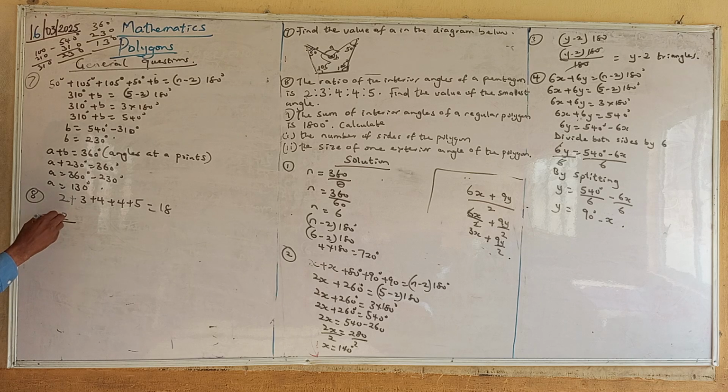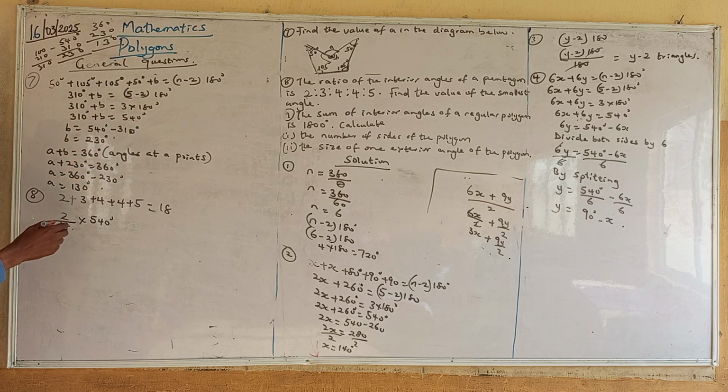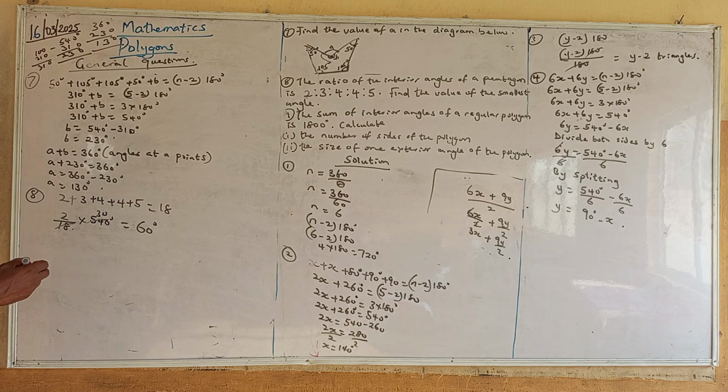So the smallest angle apparently is 2. So I have 2 out of 18 times 540, 540 being the sum of angles of a pentagon. So I can say 2 here, 9, okay. 18 here, 1, 18 in this is 30. So 30 times 2, that's 60 degrees. So that's the value of the smallest angle.